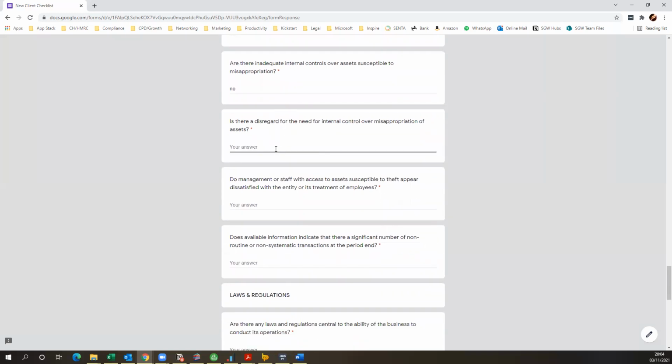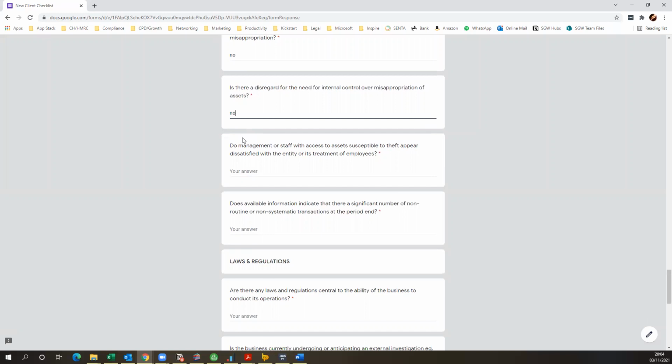Is there a disregard for the need for internal control over misappropriation of assets? So again, that's to do with the actual internal control. This is about not caring. If you ask if there's internal controls and they go, oh, it's okay, I trust my staff, there's nothing to worry about there, that's more of a disregard, because anybody can be pushed to take something that isn't theirs when they're in dire need. And while they might not be in dire need right now, in 6 months' time, they might be. And they might be inclined to do something that would be against their normal nature.